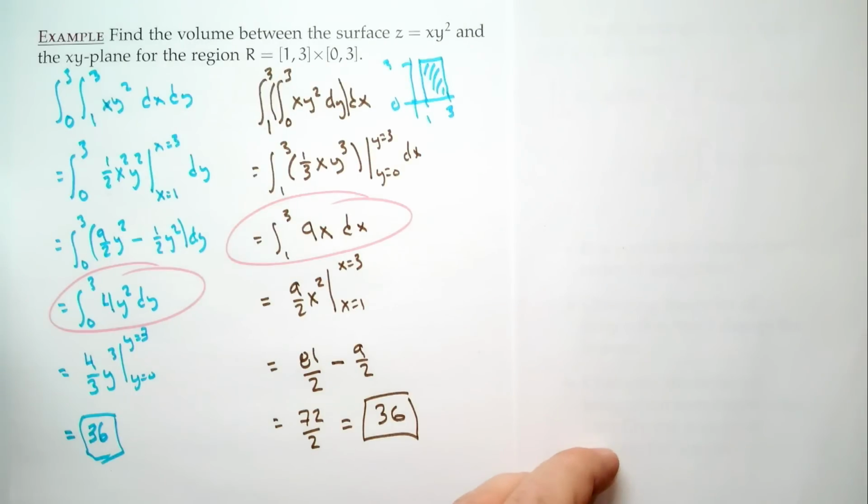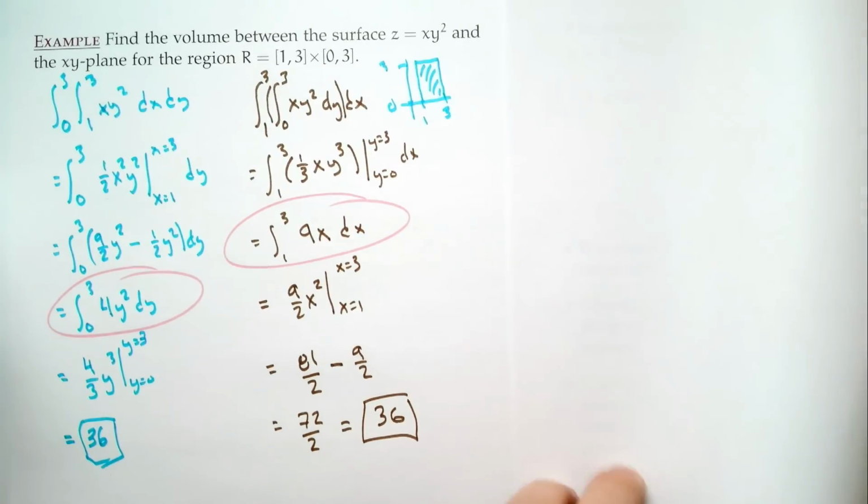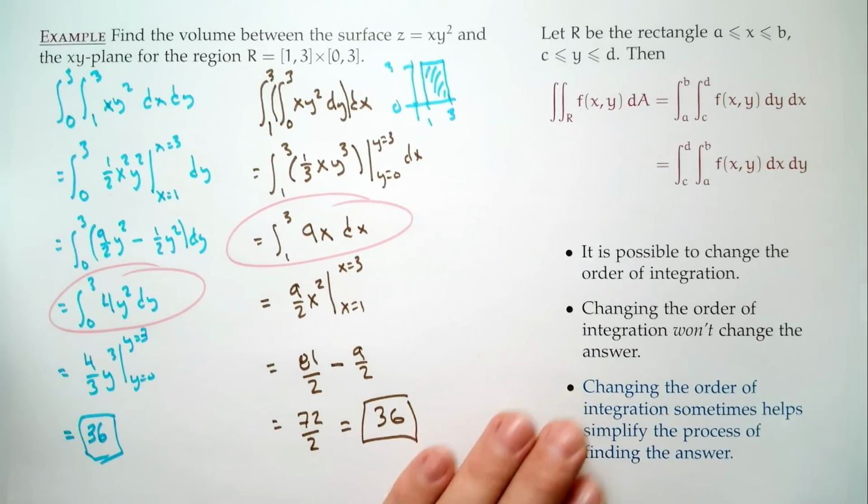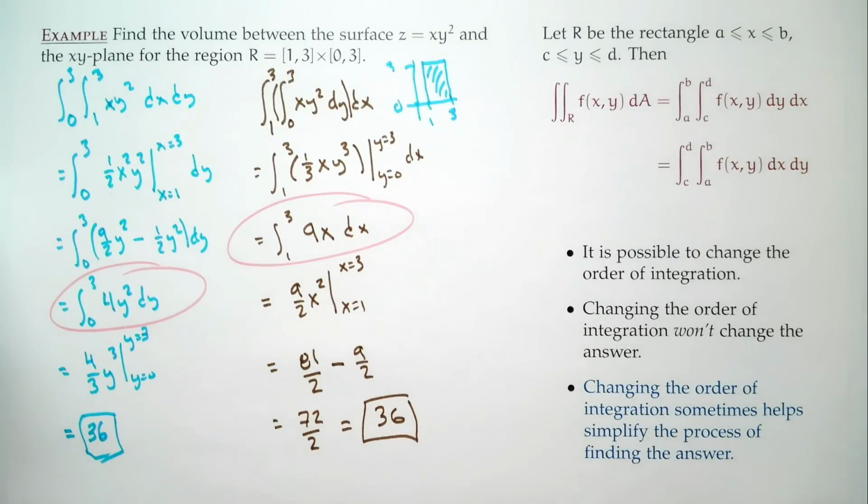All right. So what we get here is an example: if I have a rectangle, I can integrate it in either way. With a to b, c to d, I can integrate first with respect to y, then with respect to x, or c to d, then a to b, integrating first with respect to x, then with respect to y. So it's possible to change the order of integration.